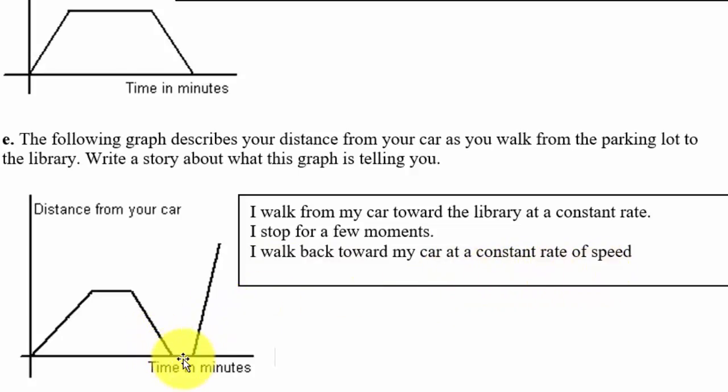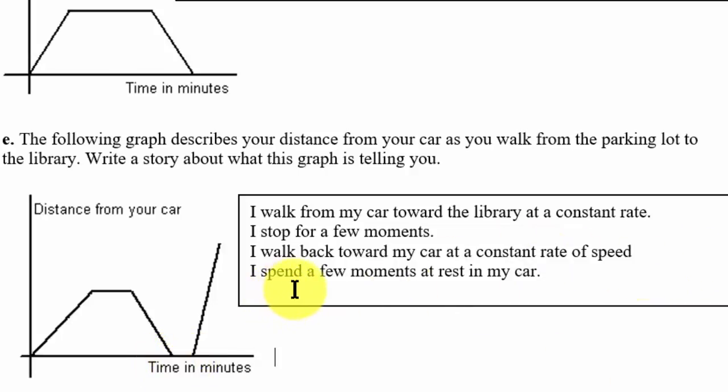Now, this last line, it doesn't look like it, but this line that's on the axis means I spend a little bit of time in my car. Maybe I'm looking in the glove compartment for my wallet, or I dropped my phone behind the seat. Whatever the case may be, I stop. My distance from my car is 0 here, and it's not going up, it's not going down, so I spend a little bit of time in my car. I just wrote, I spend a few moments at rest in my car.